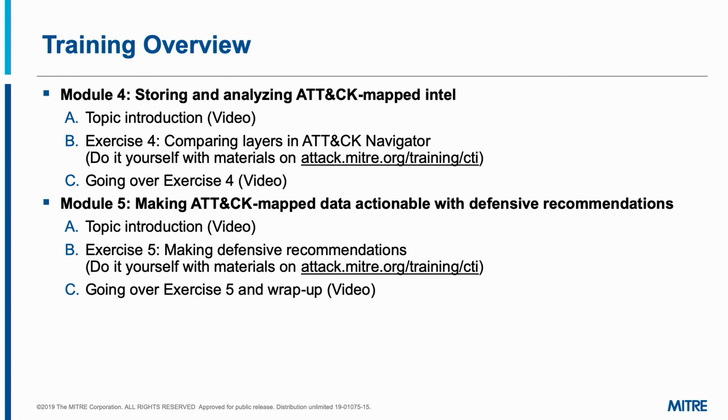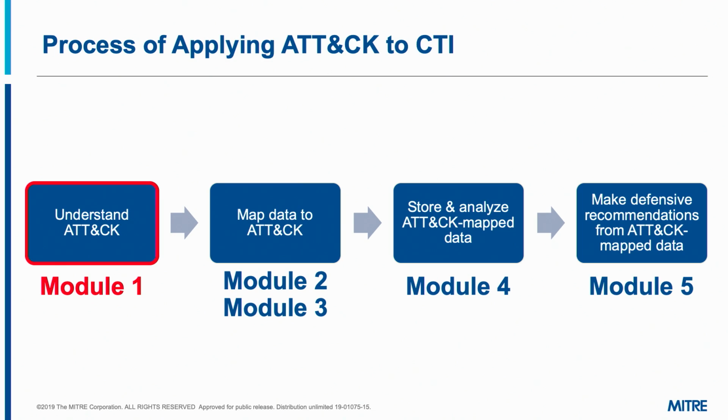That's an overview of what you can expect throughout this training. Those 5 modules map to this process of applying ATT&CK to cyber threat intel, and our goal for this training is that you'll leave understanding each of these areas. Here in Module 1, we're focusing on understanding ATT&CK, what it is, how it's useful for cyber threat intelligence. Modules 2 and 3 will focus on mapping data to ATT&CK. How do we do that from finished reporting or from raw data? What are some of the challenges of that and the differences between those 2 types of mapping?